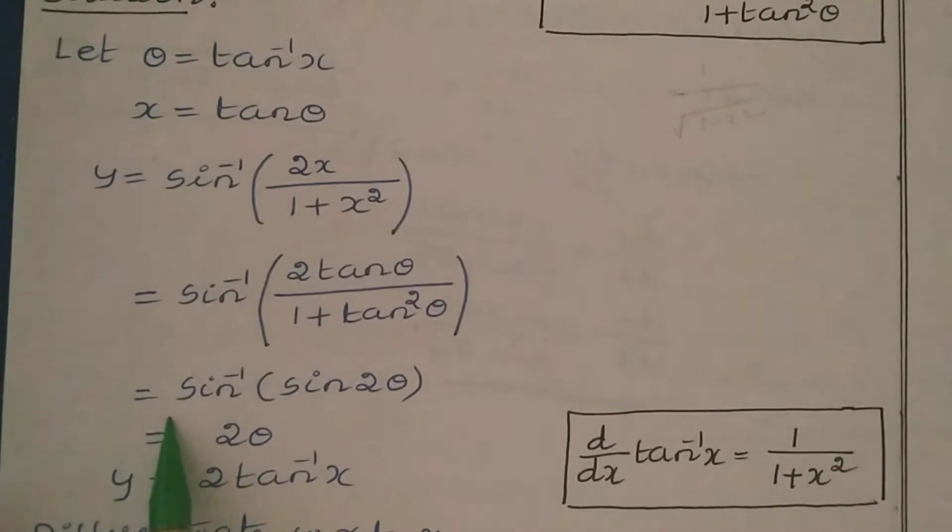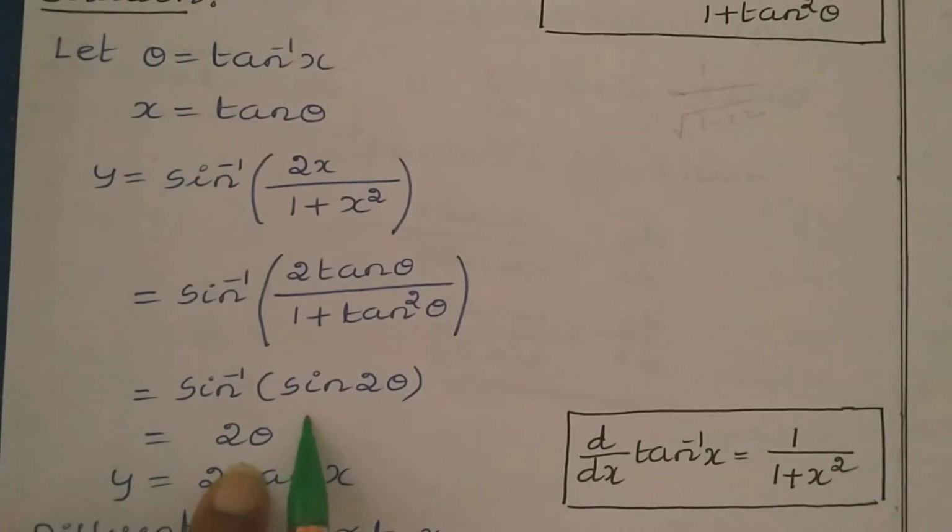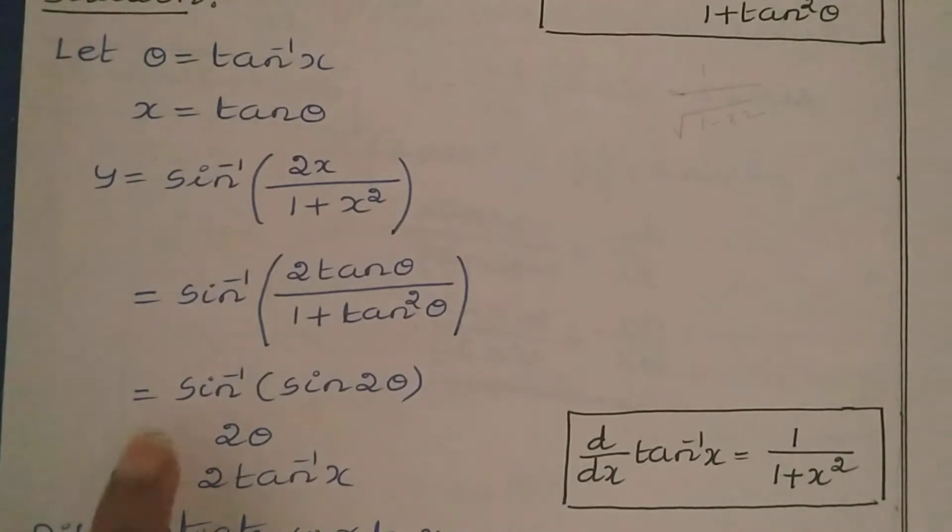Now see, in the inverse trigonometric functions chapter 2, we have discussed this. Sine inverse of sine 2 theta means this entire thing we can write without sine and sine inverse. This is equivalent to 2 theta. About this you have studied in the inverse trigonometric chapter. So if you have any doubt regarding how you got this, just refer to that.